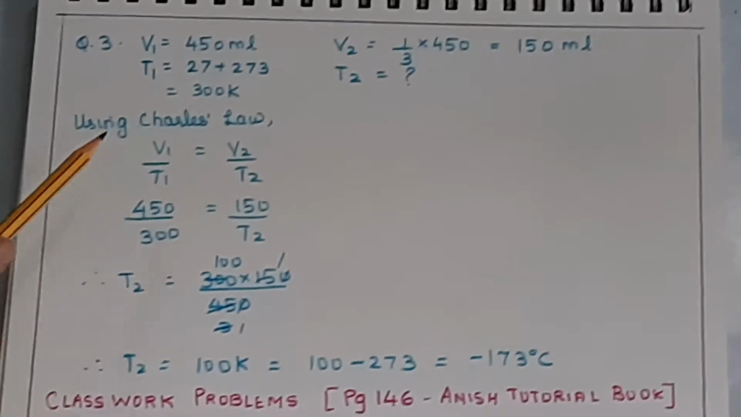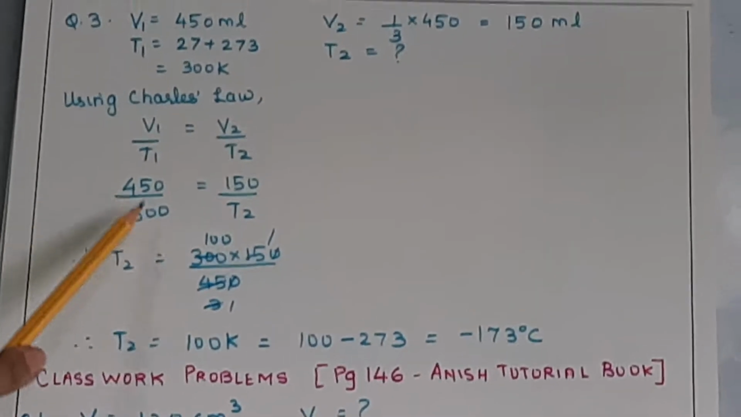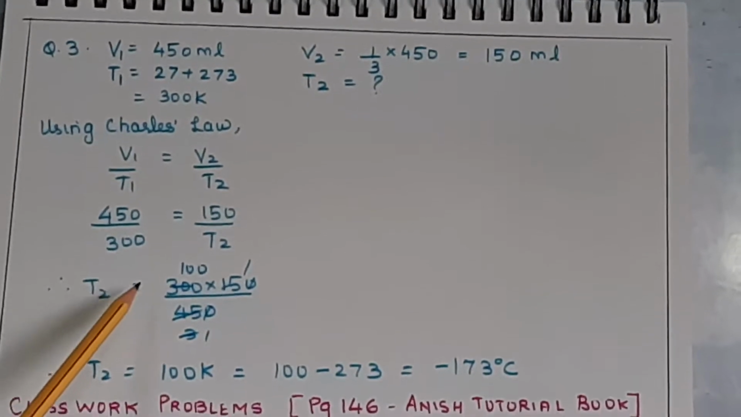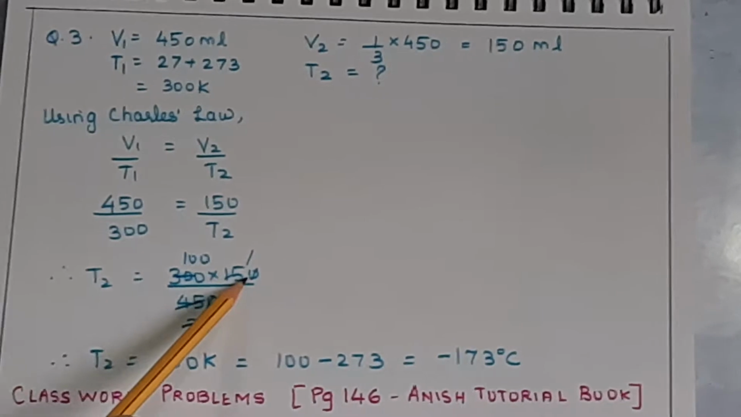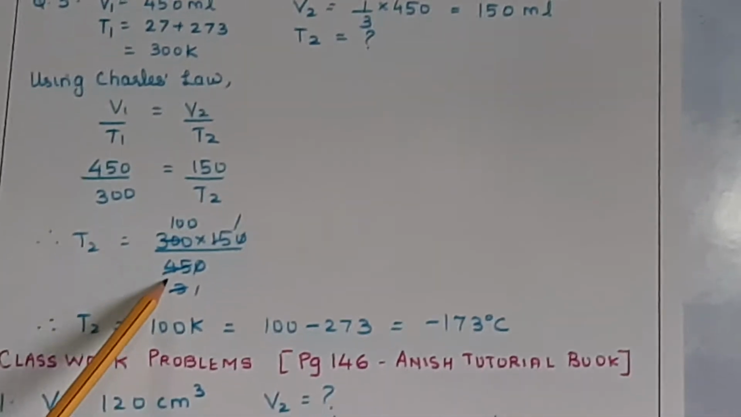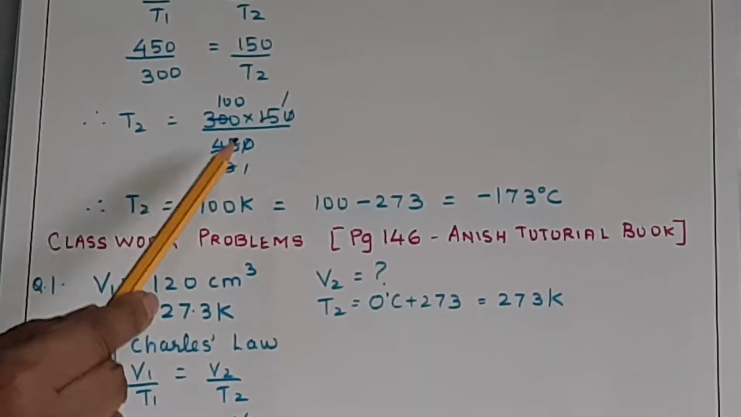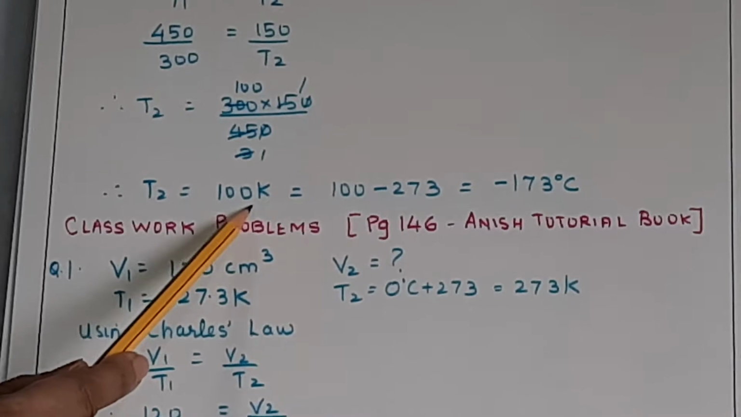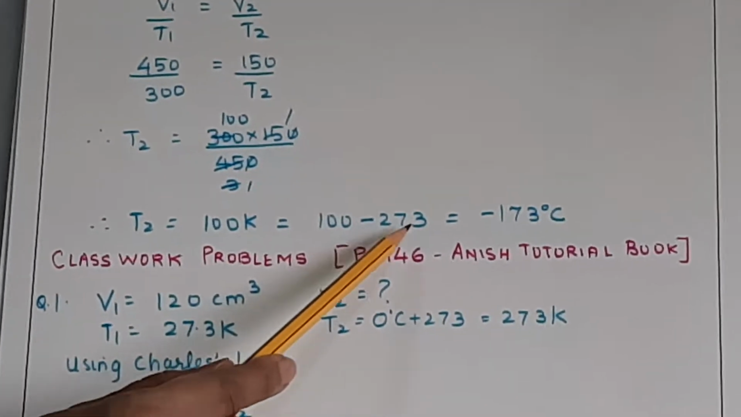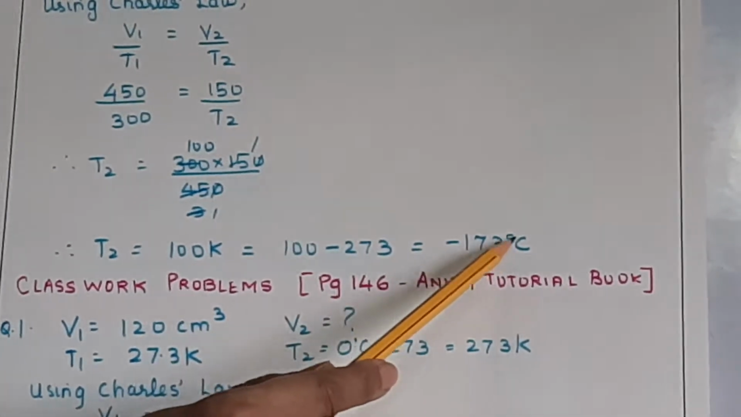Now using Charles' law, V1/T1 = V2/T2. So 450 by 300 is equal to 150 by T2. So T2 will be equal to 300 into 150 divided by 450. We have just cross multiplied it. Try to reduce the terms. This will go in the 15 table, 3s are directly. So T2 is 100 K. Now don't forget to convert it back to Celsius. So you subtract 273 and get the answer in Celsius, minus 173 degrees Celsius.